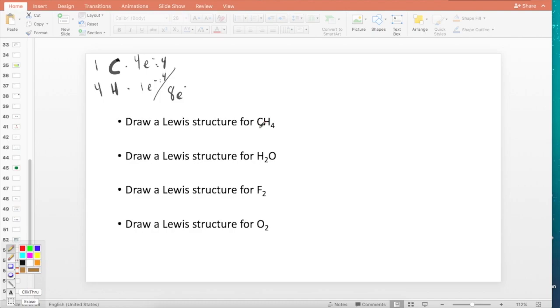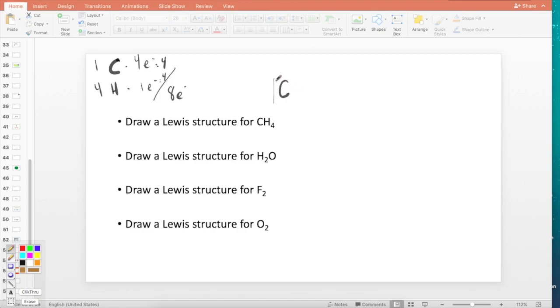If you have carbon in the molecule, it will always go in the middle. Carbon loves to form bonds. It loves to form 4 bonds. It loves to share 4 pairs of electrons. And then you're going to arrange the other atoms around it on each side, on every side.